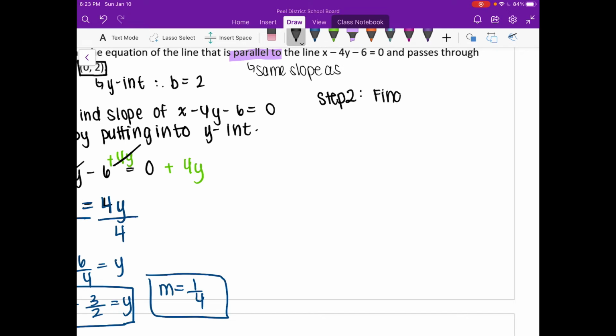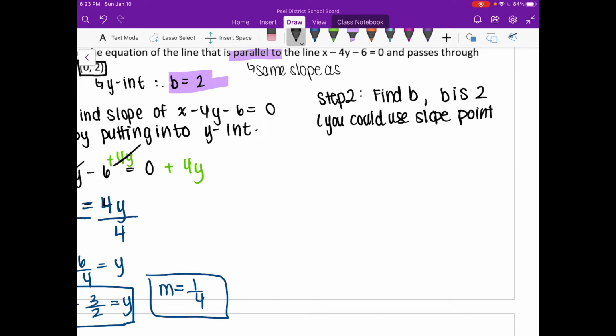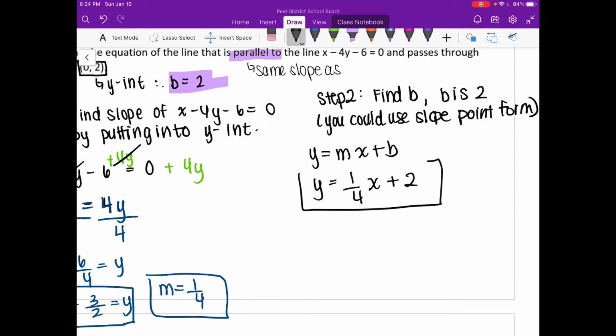Find b. Do we already know what b is? Yeah, we found out what b is. So b is 2. Another way you could have done this, you could use slope point form, but we already had it, so I'm not even going to bother doing that. So I'm just going to say y equals mx plus b, y equals 1 over 4x plus 2, and that is my equation of that line.